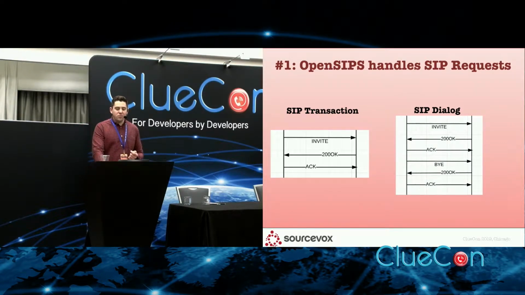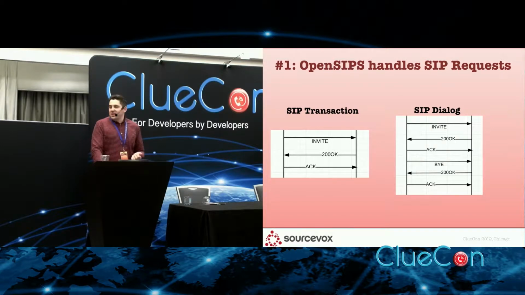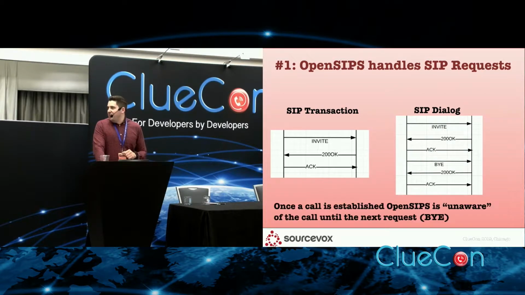By default, OpenSIPs is stateless. It will allow you to take an invite and route the call, and literally OpenSIPs will then know nothing about the call. And it's then up to you as a script writer, when the bye arrives into OpenSIPs, to then do the right thing with the bye. So it's great because it's stateless, but it's also complicated because as a script writer you need to deal with it. So let's say OpenSIPs is unaware of the call until the next request.